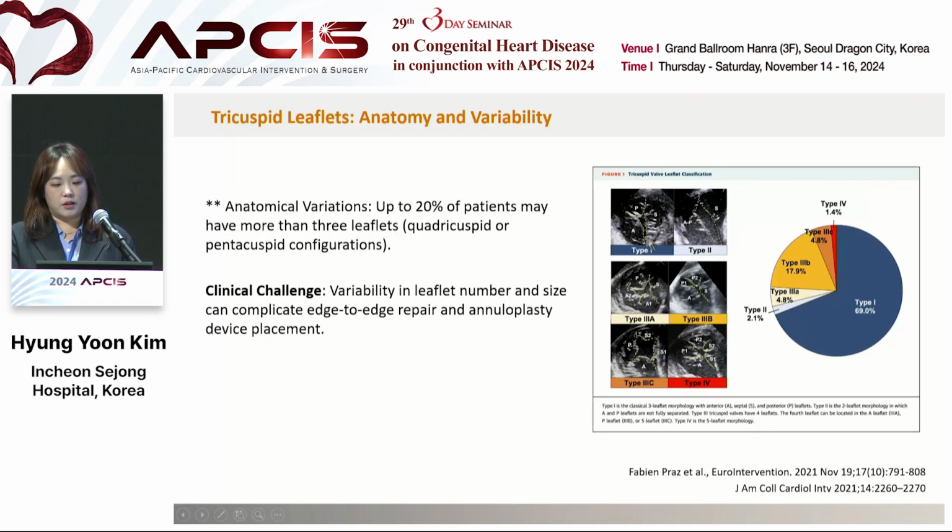There's an anatomical variation like this. Up to 20% of patients may have more than 3 leaflets. So like this, variability is common, and it can complicate edge-to-edge repair.